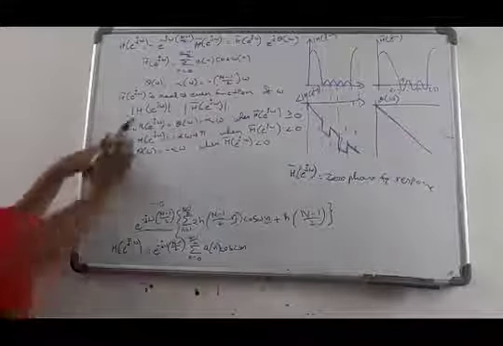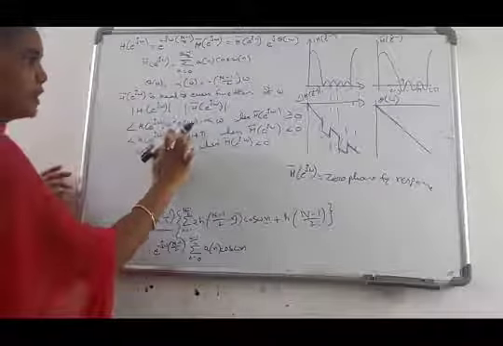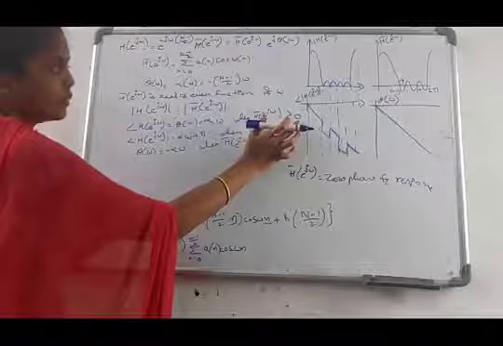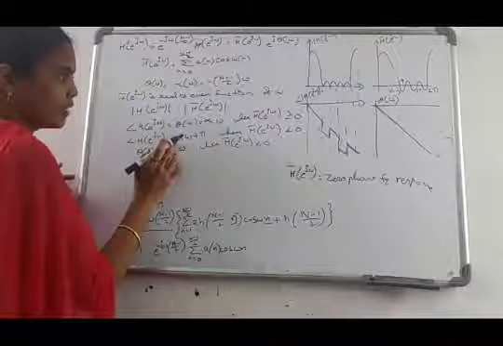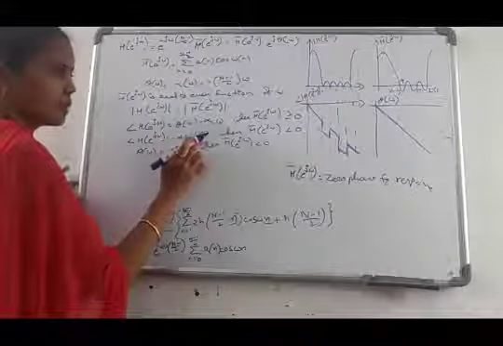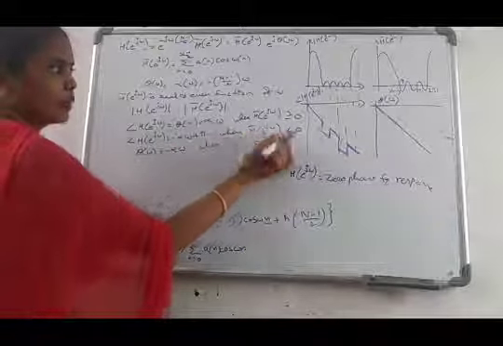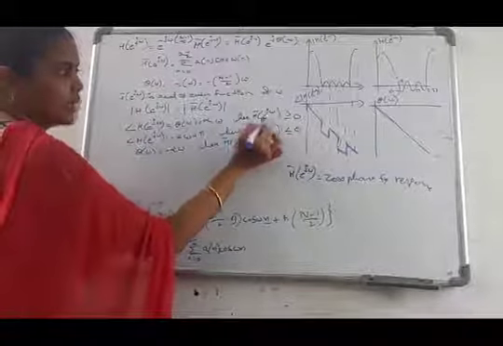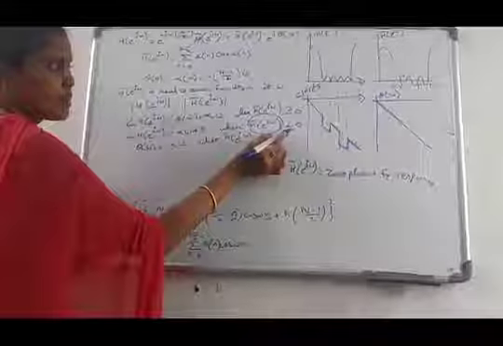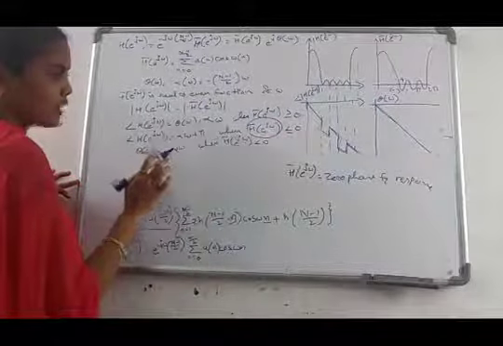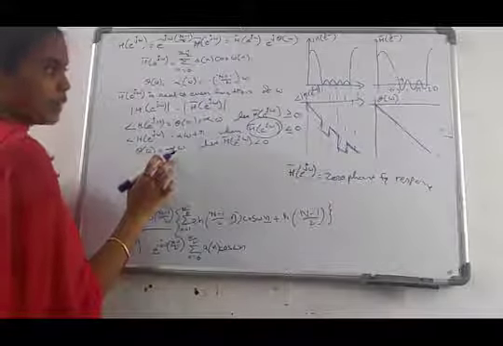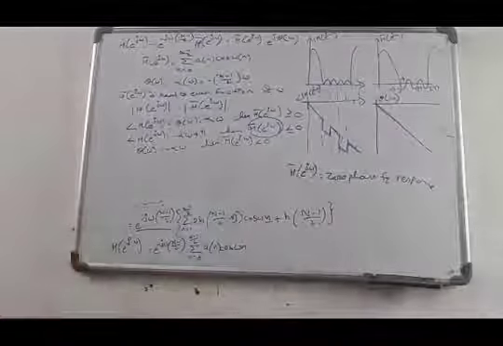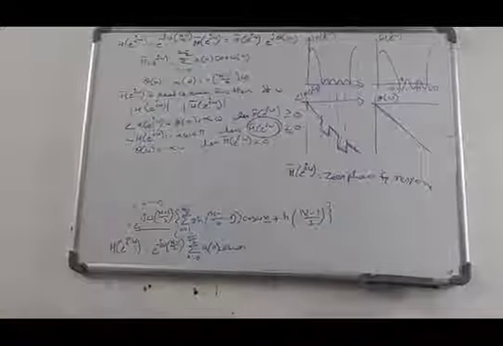Now the angle of h of e power j omega is theta of omega when h bar of e power j omega is greater than or equal to 0. Otherwise, it is minus alpha omega plus pi, when h bar of e power j omega, the 0 phase frequency response, is less than 0. In the same way, when h bar of e power j omega is less than 0.